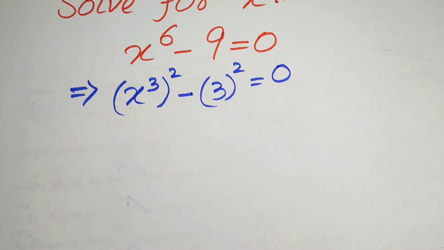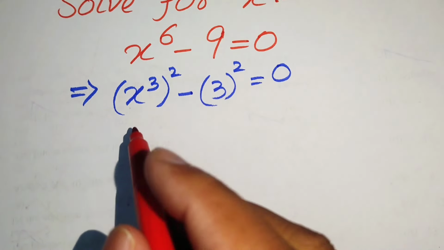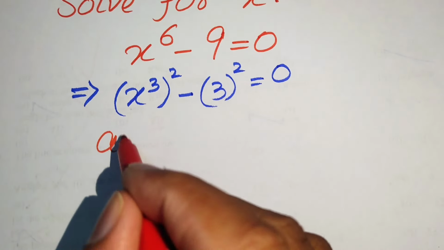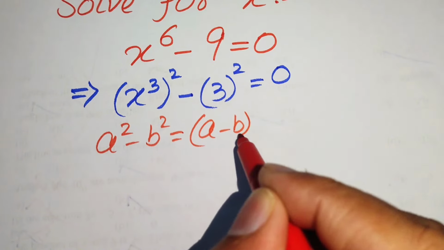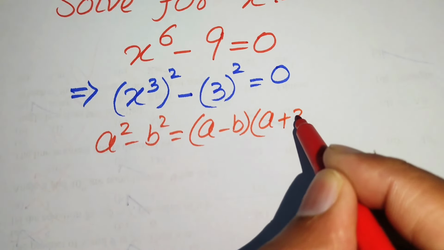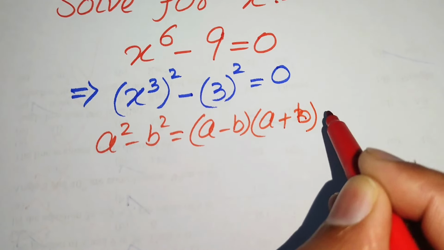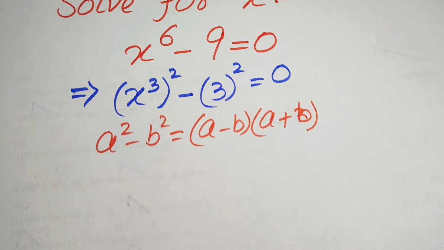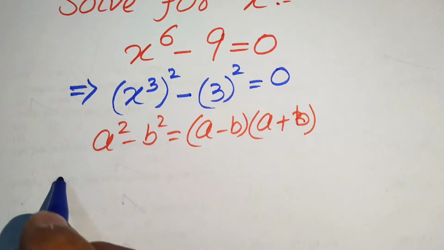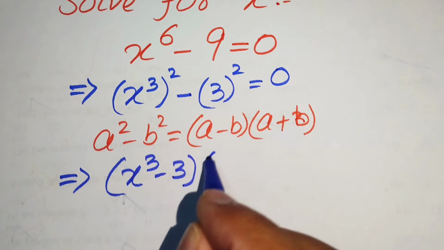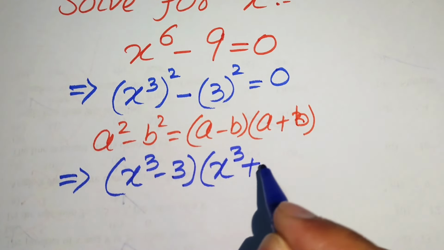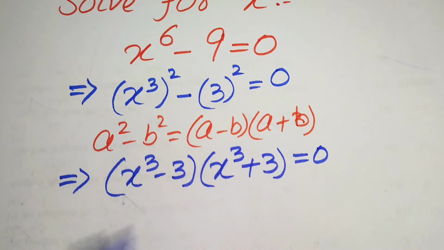After this step, we need the nice square identity, and you know about this identity. If we have a square minus b square, it is equal to a minus b times a plus b. So we use this nice formula to solve the above equation. After applying this formula, our equation is written in this form: x cubed minus 3 into x cubed plus 3 equals 0.